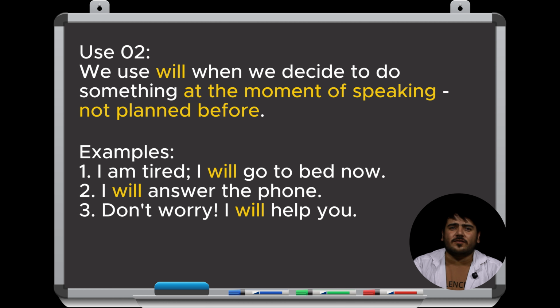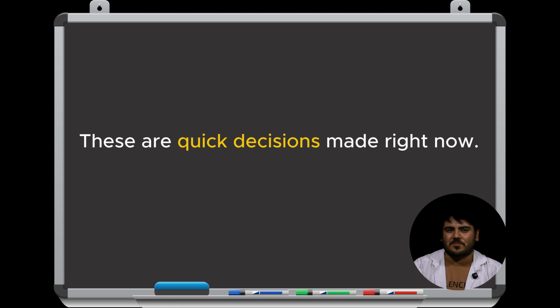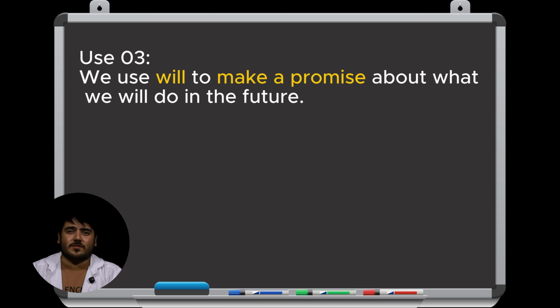Examples: I'm tired, I'll go to bed now. Or I'll answer the phone. Or don't worry, I'll help you. These are quick decisions made right now. Use 3: we use will to make a promise about what we will do in the future.